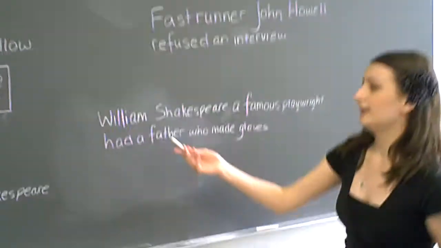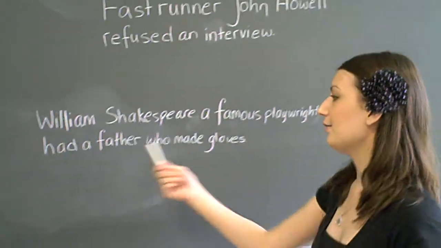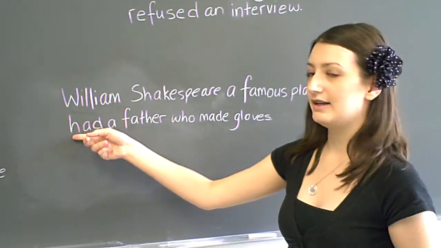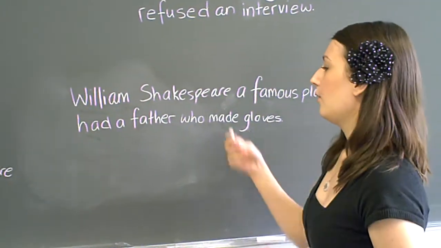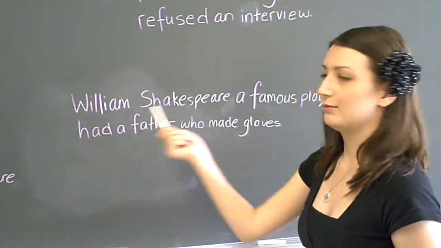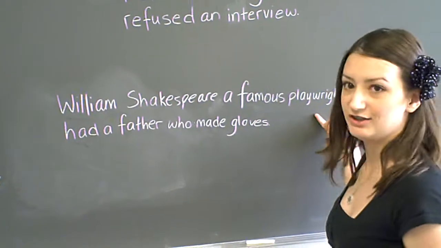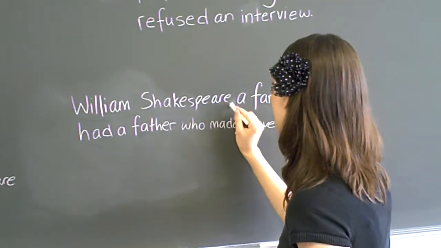But if we say, William Shakespeare, a famous playwright, had a father who made gloves, William Shakespeare is the subject, had is the verb, and so we already said which playwright we're talking about. There's only one William Shakespeare. So this famous playwright is just in there for clarity, and so we should separate that with commas.